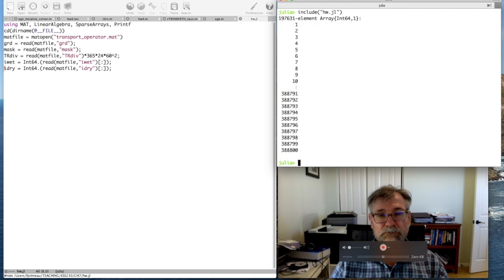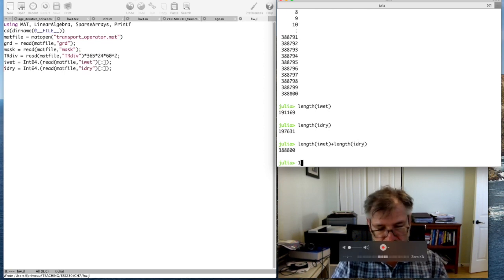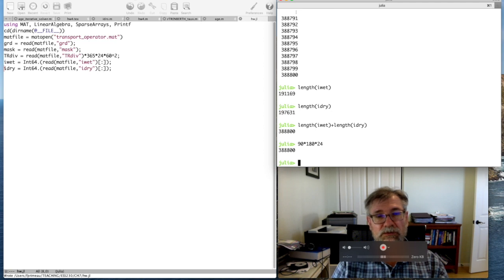Include, and then length of iwet. Yeah, 191,169 wet grid boxes. The length of idry, 197,631. So if I add those, length of iwet plus length of idry, I should get 90 latitudes times 180 longitudes times 24 vertical levels. I get the same number.